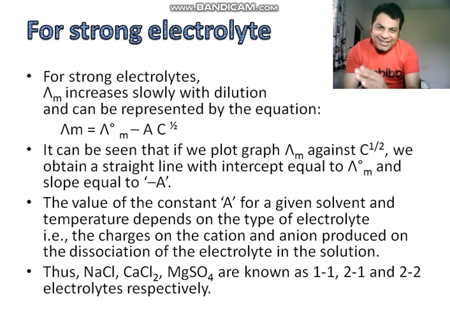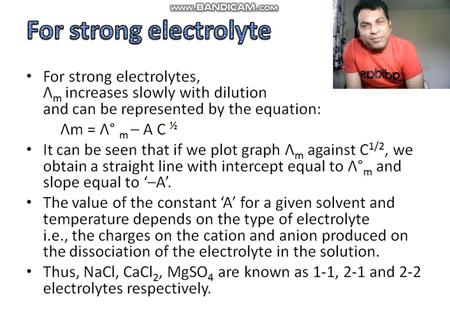First we are going to talk, read out what is happening in strong electrolytes. For strong electrolytes, lambda m increases slowly with the dilution and can be represented by the equation lambda m is equal to lambda degree m minus A into C raised to 1 by 2. Here lambda m is molar conductivity, lambda degree m is limiting molar conductivity, A is the constant, C is the concentration, and half is the concentration power. So remember this equation, lambda m is equals to lambda degree m minus A C raised to 1 by 2.